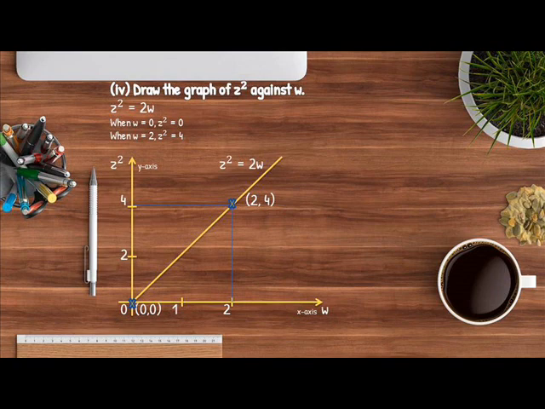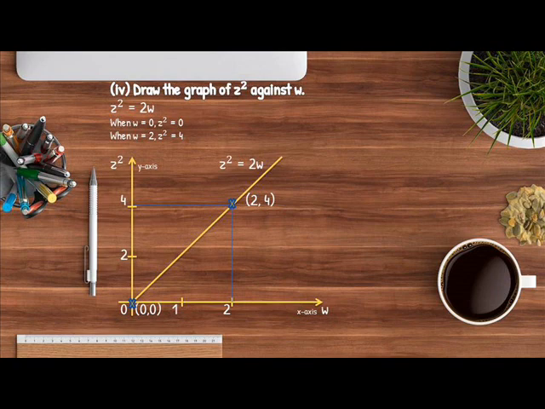Well, when w is equal to 0, z square also equals 0. So that is our first point, 0, 0. After taking the first point as 0, 0, we can assume any value of our choice. So we have put w is equal to 2 over here, against which the value of z square is found to be 4. Well, you can take any other value. For example, you can take w is equal to 3, against which the value of z square will change and become 6.